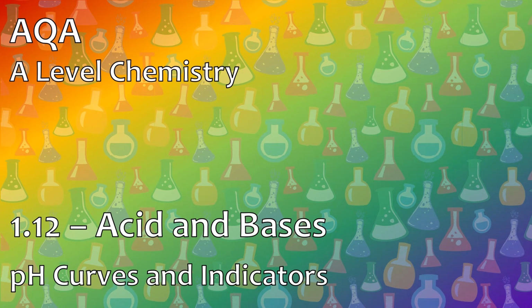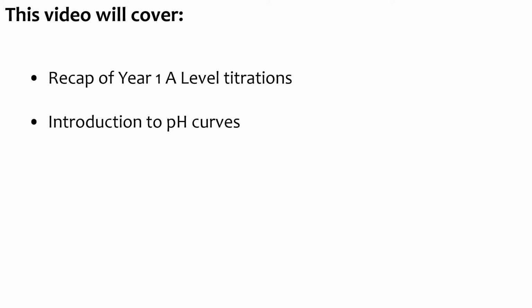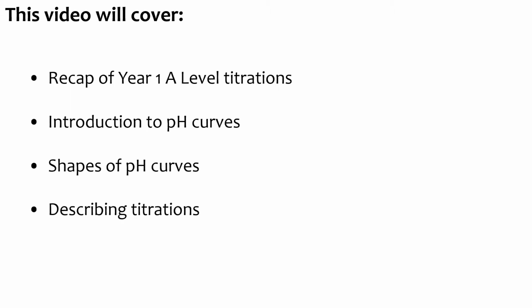This video is going to look at section 1.12 acids and bases of AQA A-level chemistry, specifically looking at pH curves and indicators. This video will cover a brief recap of Year 1 A-level titrations, an introduction to pH curves, sometimes called titration curves, shapes of pH curves for different combinations of chemicals, describing titrations, and also indicators and how to select them for a specific titration.